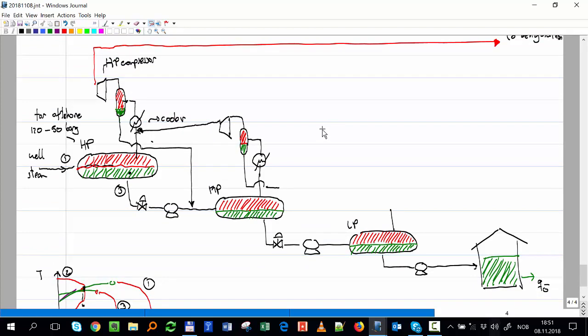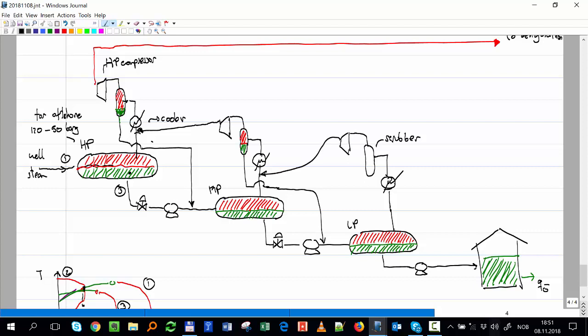Okay, so I connect. I'm going to be finished soon. So you connect, and then you connect here. And then the last one is exactly the same. You have a cooler to take out the liquid. Then you have this scrubber, and then you go to a compressor, and with that compressor you send it here.